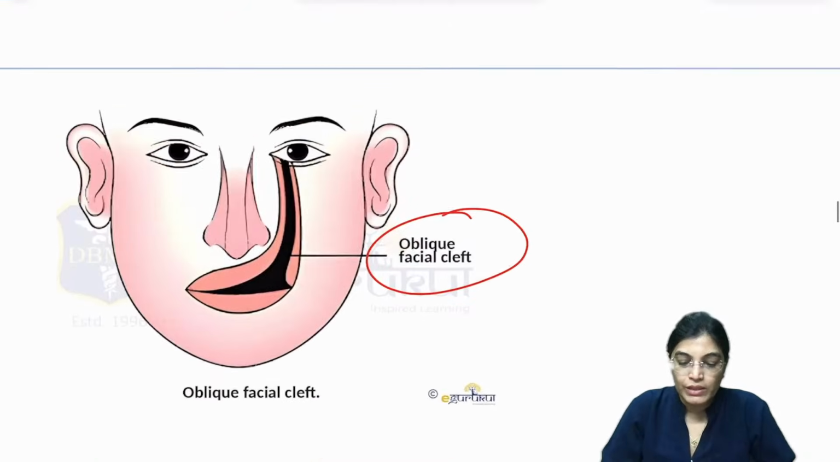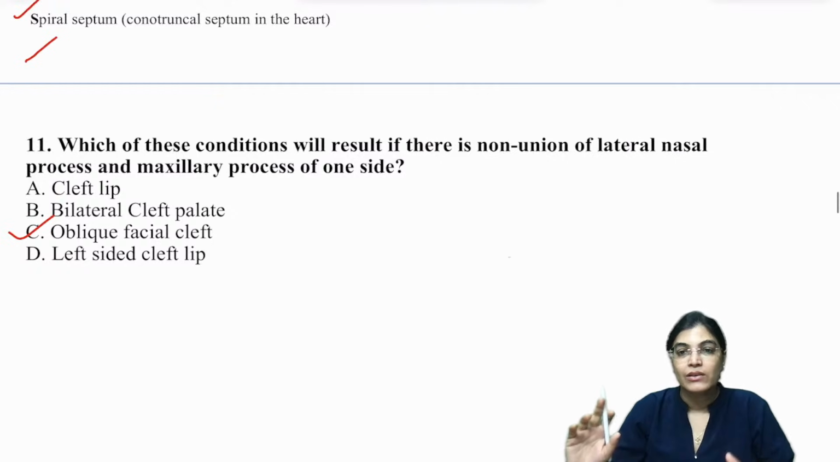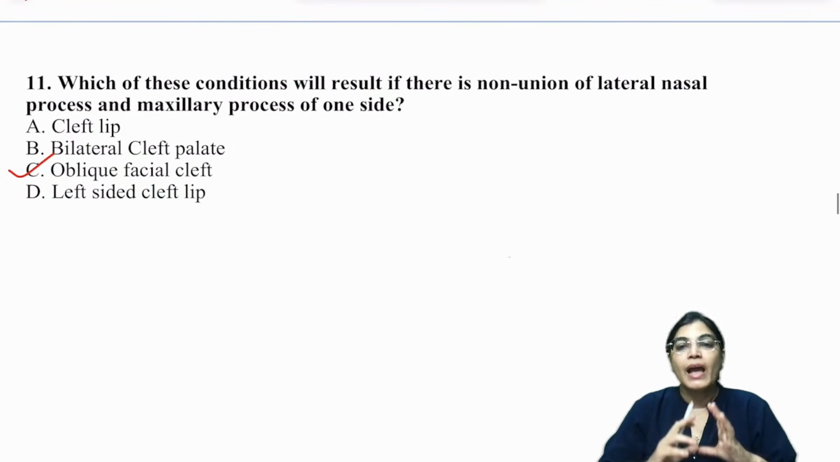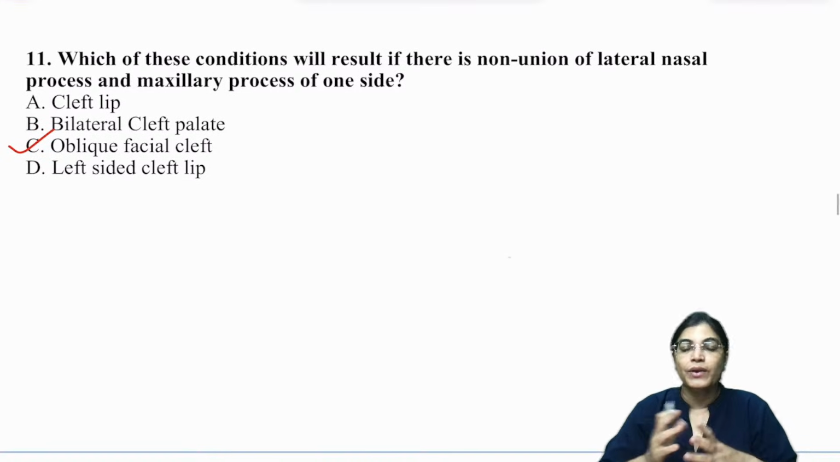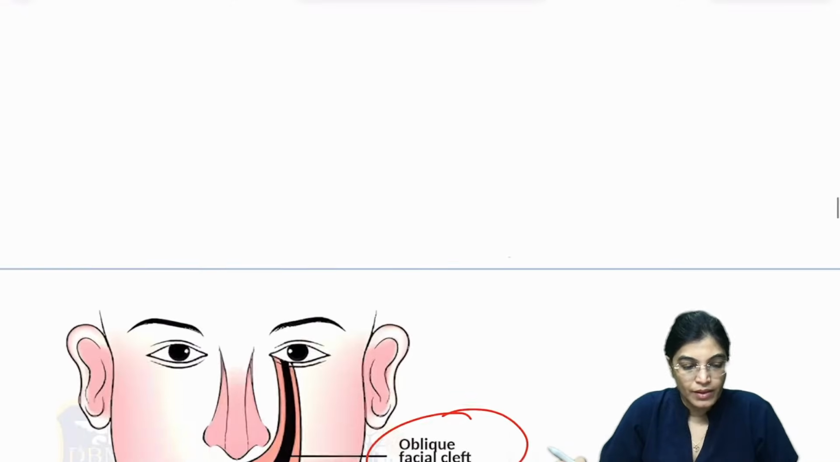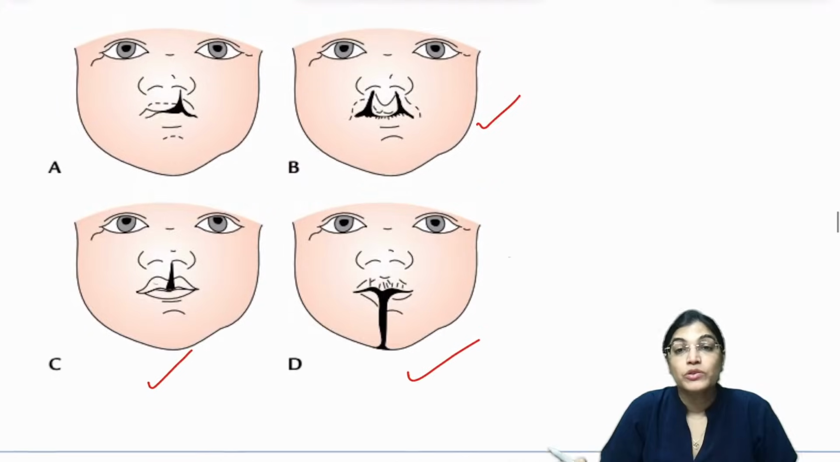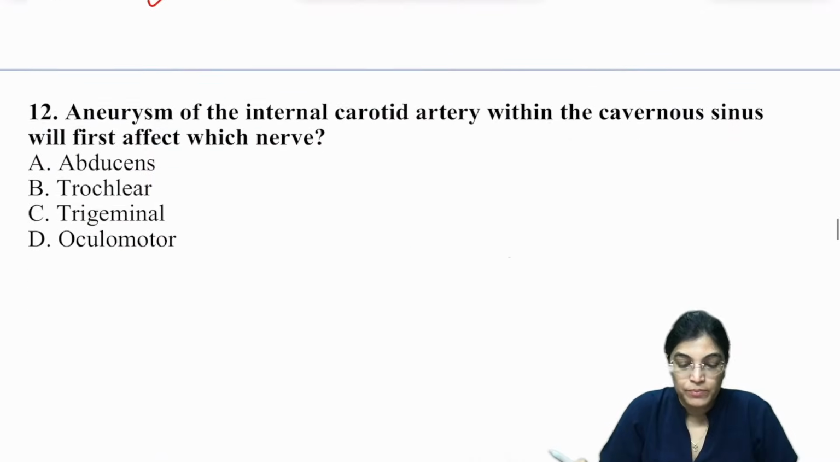So it is very important that you know the reason for all types of cleft and the non-union involved, and you should also be aware of the images to identify them. If there is non-union of the lateral nasal process and maxillary process, it is a case of oblique facial cleft. I just want you to know about all types of cleft lip and palate.